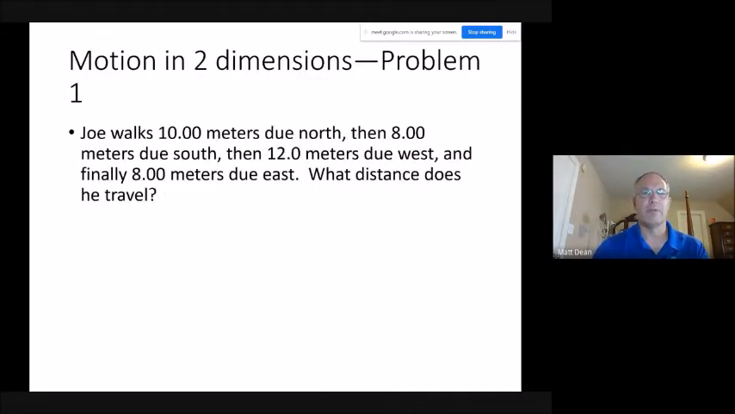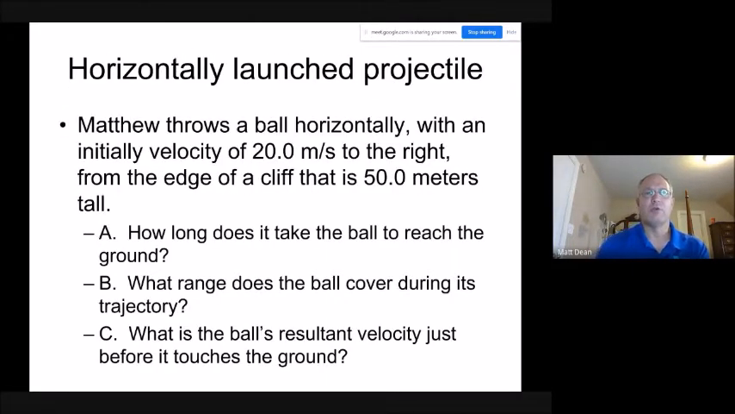So let's look at a sample problem here. Matthew throws a ball horizontally with an initial velocity of 20 meters per second to the right from the edge of a cliff that is 50 meters tall. How long does it take the ball to reach the ground? What range does the ball cover during this trajectory? And what is the ball's resultant velocity before it touches the ground?